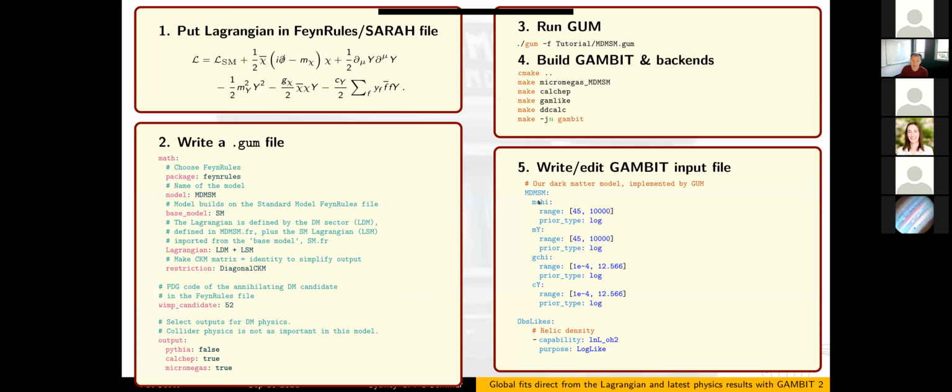So here I'm saying that I want to scan dark matter masses between 45 GeV and 10 TeV. I'm going to apply a log prior to those. Then I've got ranges for the three other parameters in this theory. And then you say what things you'd actually like to use to constrain the theory. So in this example, I'm saying, okay, I want to use the log likelihood from the dark matter relic density to constrain the theory. If you go and look at the example file, you'll see a whole bunch of other observables listed there as things to include in the fit.